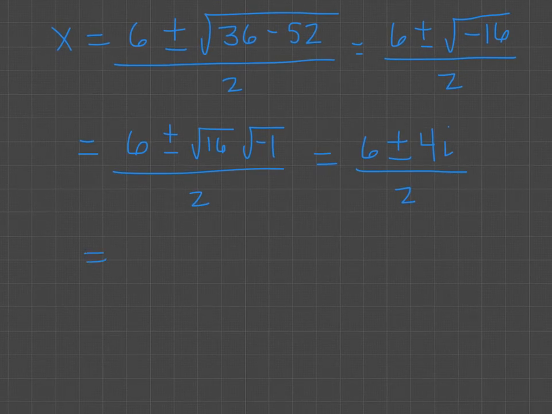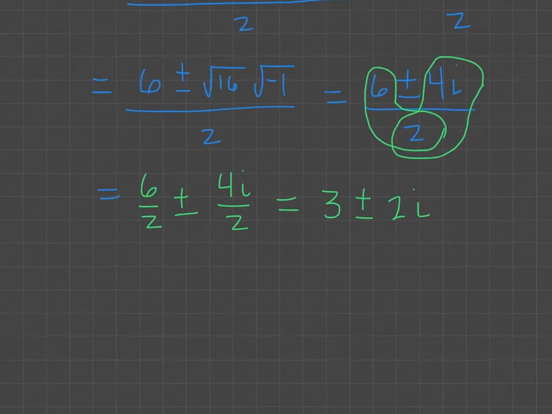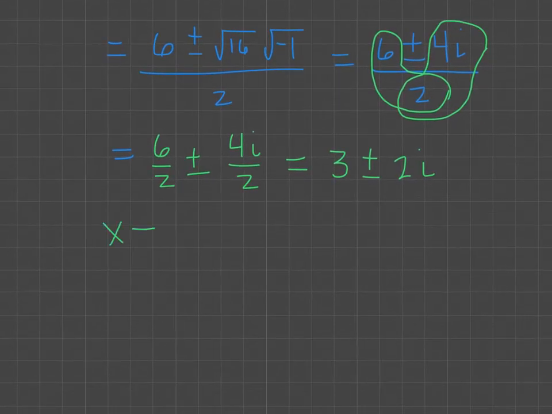So remember, first of all, we can write this in the real part and the imaginary part. We take the 6 over the 2, so 6 over 2, plus or minus, and then also take the 4i over 2, so 4i over 2. And we can see how the 6 over 2 will simplify to 3. And the 4i over 2 will simplify to 2i. Okay, so the other zeros that we just found are x equal to 3 plus 2i, x equal to 3 minus 2i.